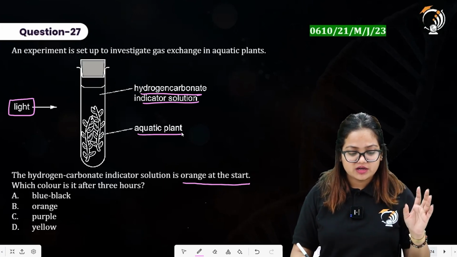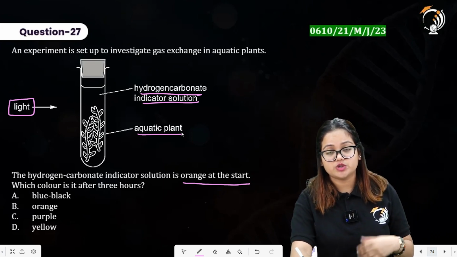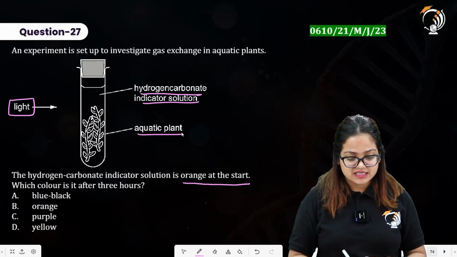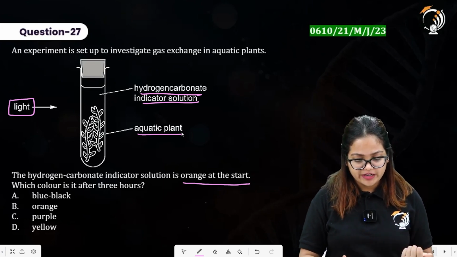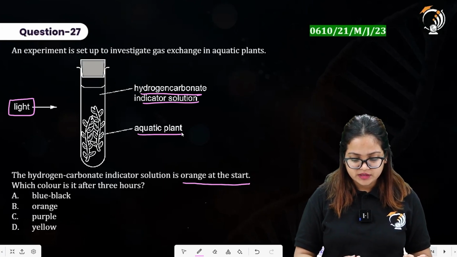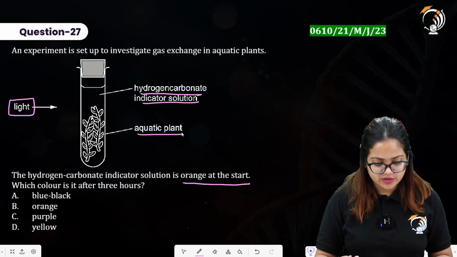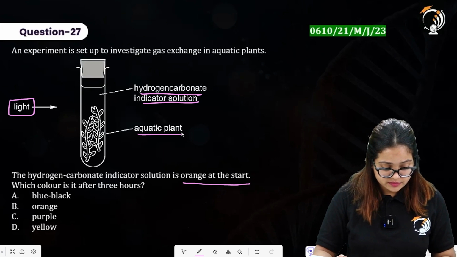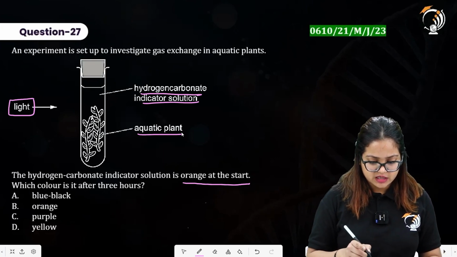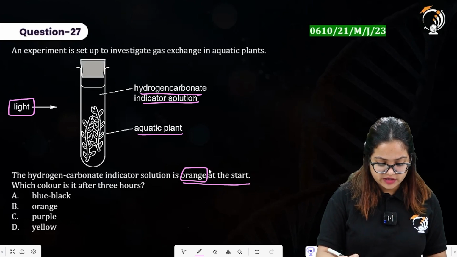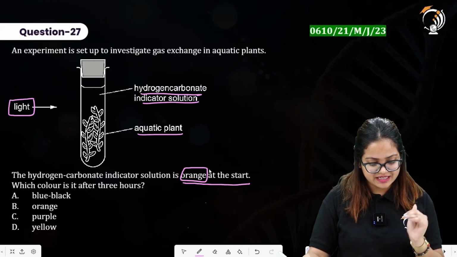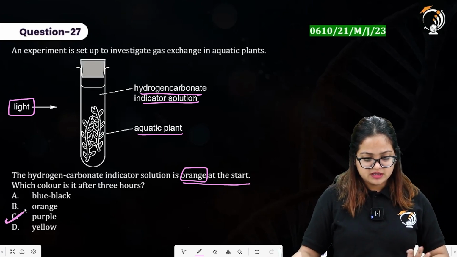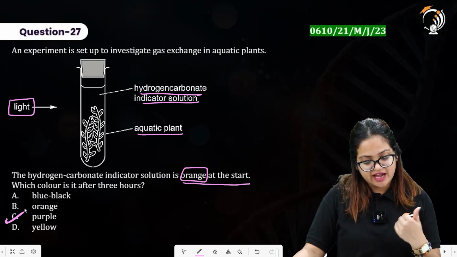Since the hydrogen carbonate indicator solution was orange at the start, as the concentration of carbon dioxide decreases, the solution will turn from orange to purple. So in the presence of carbon dioxide, it was already at orange, and if the levels decrease, the purple color will be shown. All right. So the purple color indicates the carbon dioxide levels have decreased.